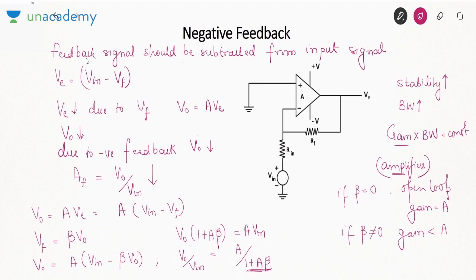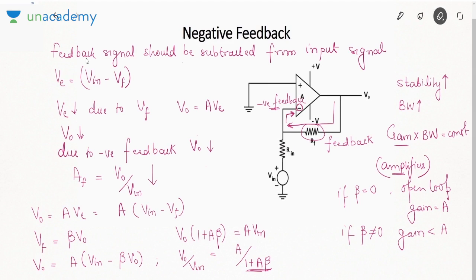Now see, one thing is how this negative feedback is being realized. So this RF is working as feedback. In this circuit, this RF is working as feedback because it is connecting the output to the input. But which input terminal? It is connecting to the negative input terminal. So whenever you connect it to the negative input terminal, it is called negative feedback. Why is it negative feedback? Understand one point of mine.